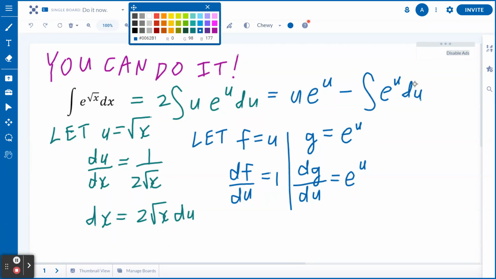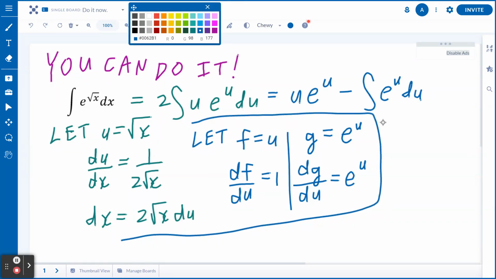Now, the difficult part is over, because if you look at this, and I'll separate this just to make sure you know what I'm doing, this equals u e to the u minus the antiderivative of e to the u, which is going to be e to the u. Don't forget you're adding a constant, c. Now, if you go back to the beginning, we wrote down the following, right? u is going to be root x. So this is really root x times e to the power of root x. And again, don't forget the 2 at the front here.